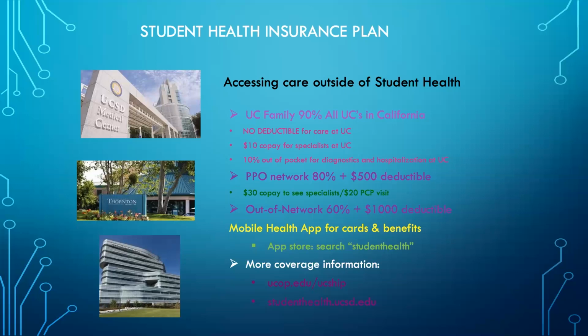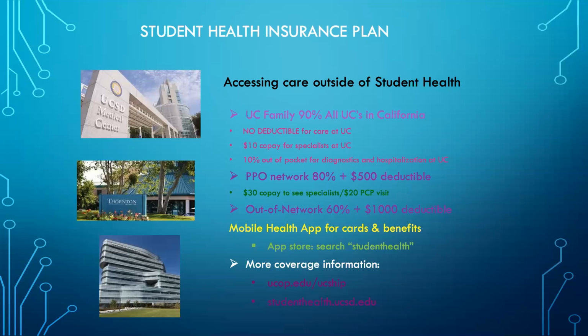Under the second tier of benefits, it is the PPO network, meaning that any provider or facility that belongs to the Anthem Blue Cross network would be covered at 80%, but you do pay a $500 deductible, meaning you pay the first $500 of the bill and then 20% of any remaining bill thereafter. If you are seeing a doctor in evaluation and they are under the Anthem Blue Cross network and not affiliated with the UC, there is a $30 copay to see those specialists and $20 copay to see a primary care physician.